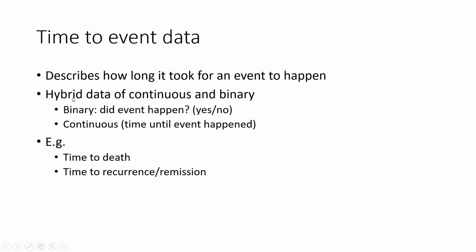And then we have time to event data. So this describes how long it took for an event to happen. But the interesting thing about this data type is that it's a hybrid. It has both continuous data and binary data. Now the binary part is, did the event happen? Yes or no? Now this is binary, right? It's nominal. And it also has continuous, which is the time until the event happened.